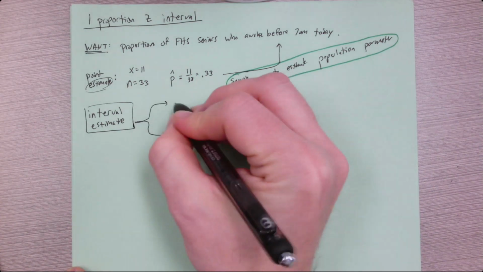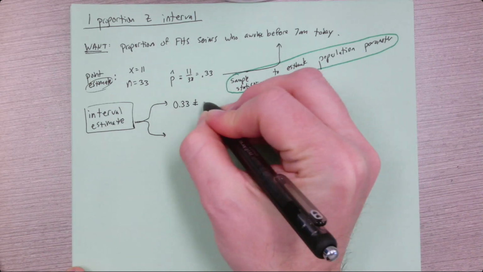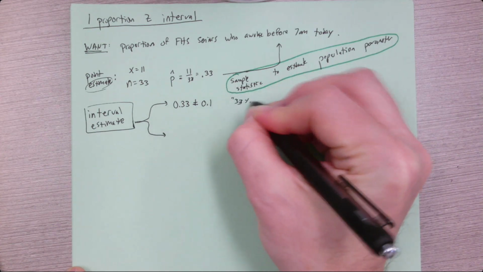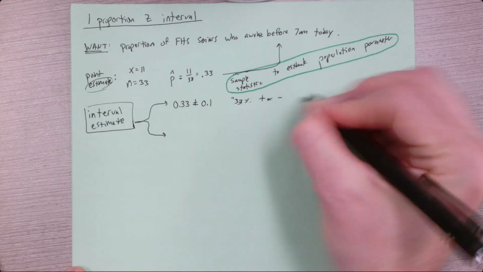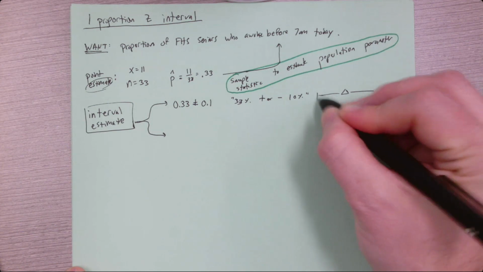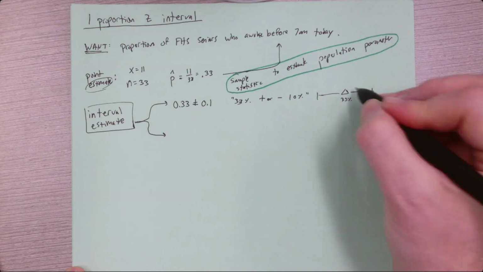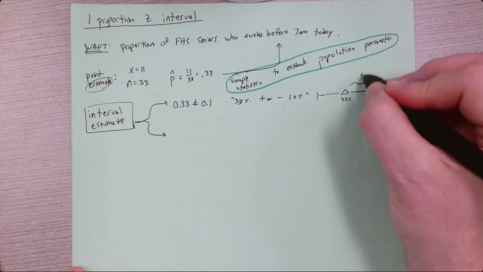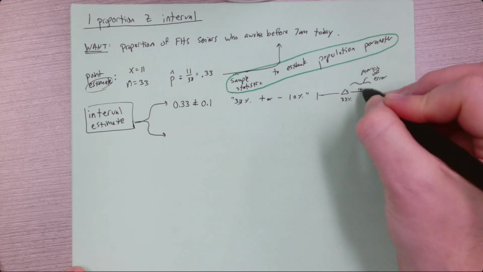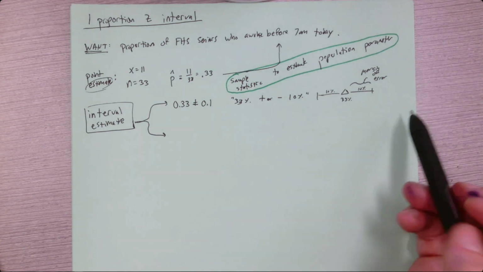You could say our estimate is 33% plus or minus something. So like plus or minus 10%. So we would say 33% plus or minus 10%. And that's a way of reporting the interval. And you could think about that as giving like the center of our interval. So we guess 33%. And then this is what's called a margin of error. And our margin of error is 10%. And we might be 10% lower or 10% higher.